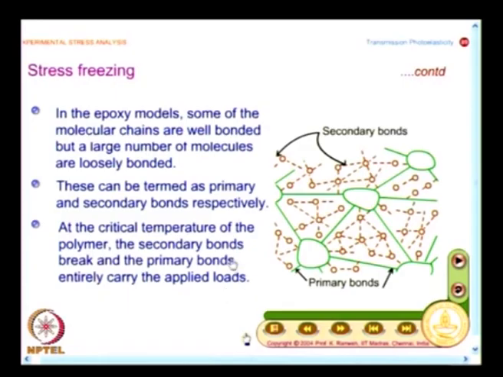This happens at the molecular scale. You will not see that at the critical temperature there is going to be a liquid plastic, no. Whatever the secondary bonds that break is similar to a fluid, and the primary bonds get compressed or elongated depending on whatever load that you have applied, and even the loading design for stress freezing has to be carefully chosen, because the material properties change at the critical temperature.